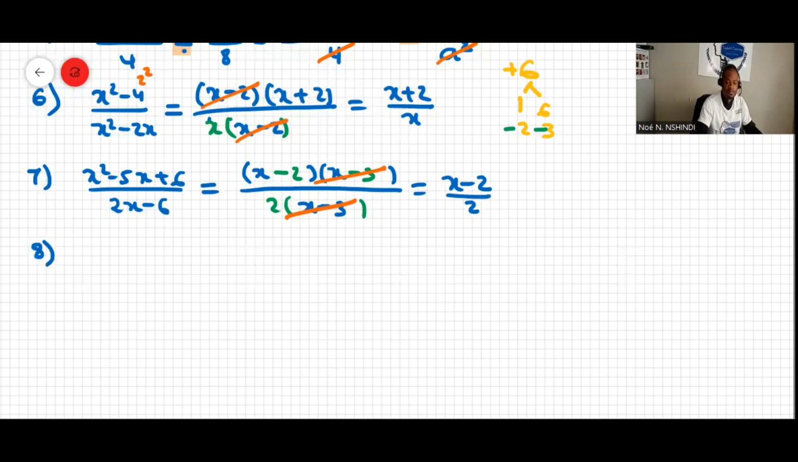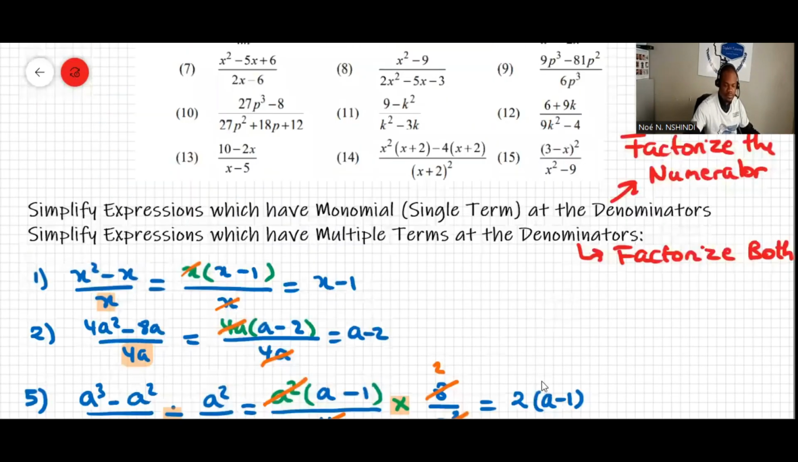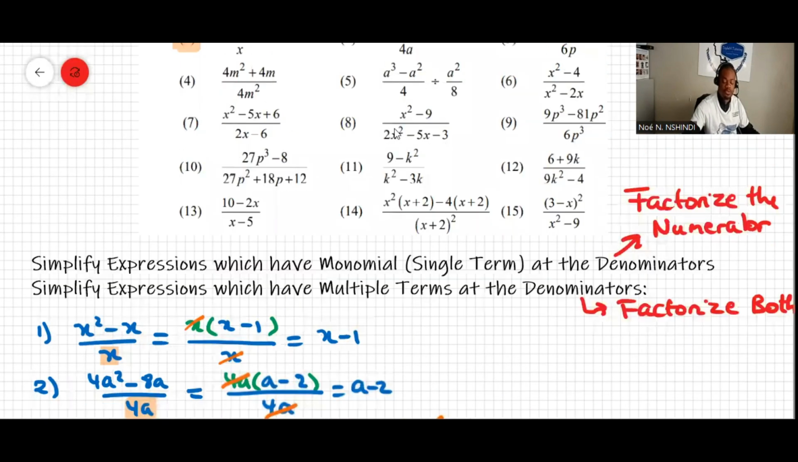Number 8. Let's see if we can do number 8. No, I will leave number 8 to you. It's similar to number 6. I'll leave that one, and I'll also leave question 9. Maybe let's do question 10.